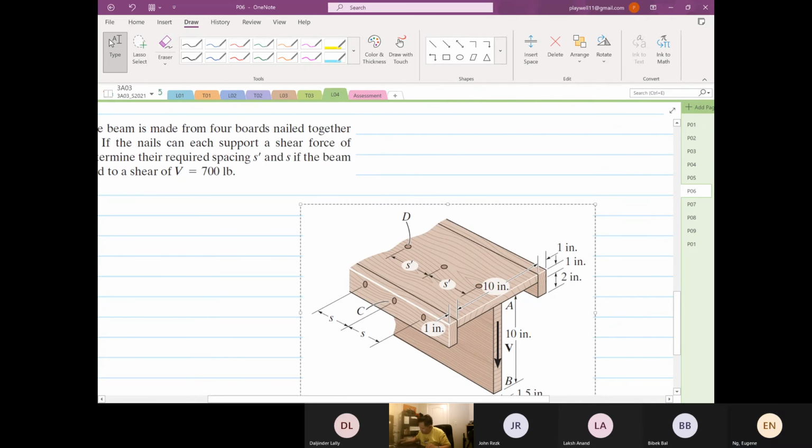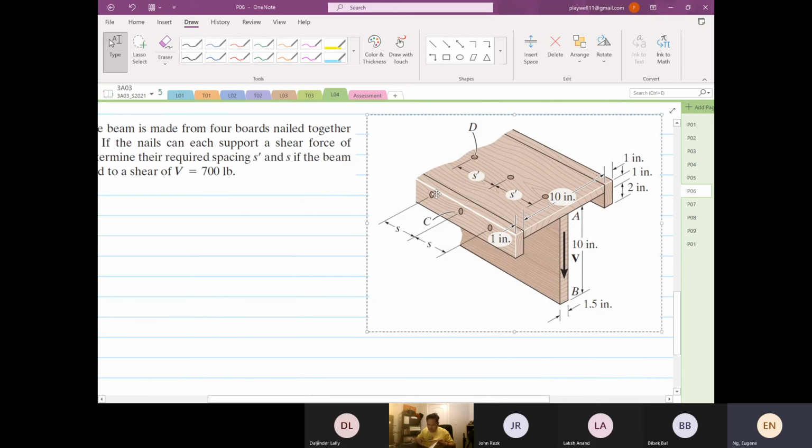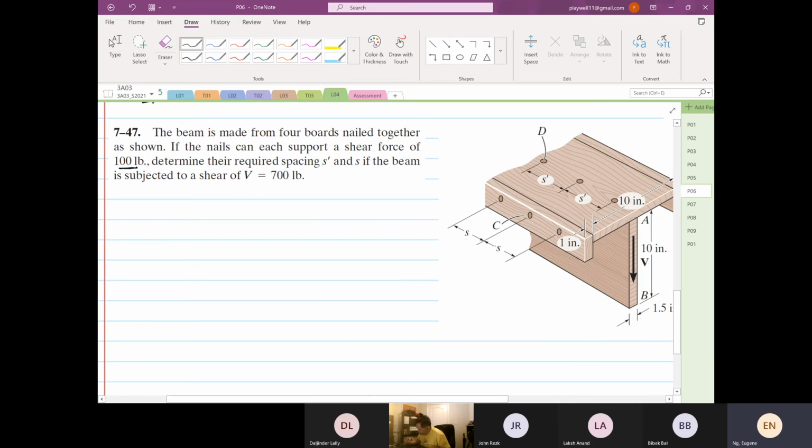So this is again another interesting problem. You say, Eugene, you say every problem is interesting. So the beam is made of 4 boards nailed together as shown. The nails can resist a shear force of 100 pounds each. Determine the required spacing S prime and S. So this is our S and this is our S prime. And the beam is subjected to a shear force of 700 pounds.